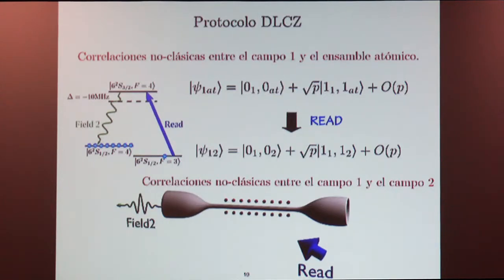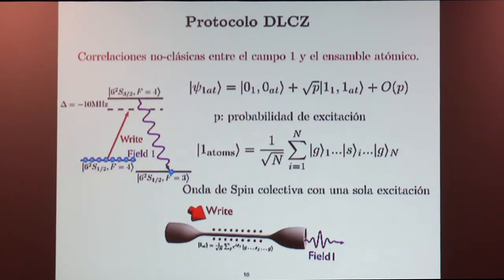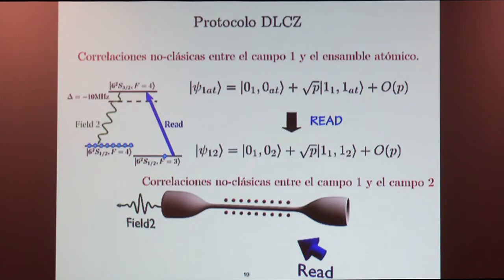Okay? So then all the correlation, all the information that I have between the photon and the ensemble is going to be transferred to a photon in field 1 and a photon in field 2. Okay? All I need from this read beam is to transfer this information. And then I will have non-classical correlations, if I do everything correct, between the field 1 photon and this photon. Okay?